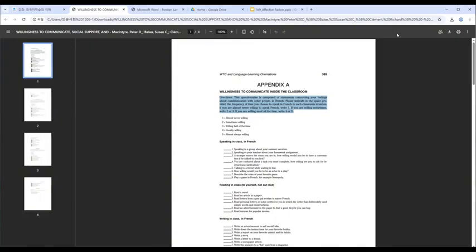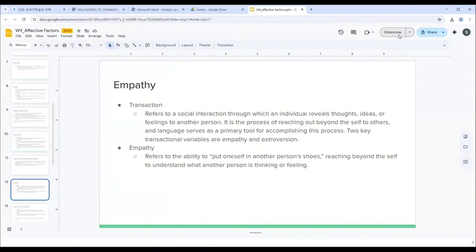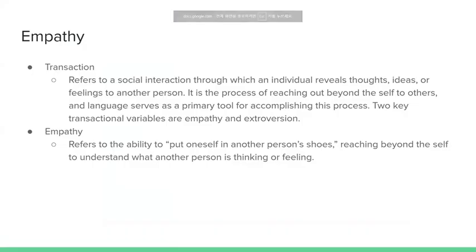Okay, so let's move on with the rest of our chapter. We're going to go through this idea of empathy. In talking about empathy, we have something called transaction, which refers to a social interaction through which an individual reveals thoughts, ideas, or feelings to another person. This is the process of reaching out beyond the self to others, and language here serves as a primary tool for accomplishing this process. Two key transactional variables are empathy and extroversion.